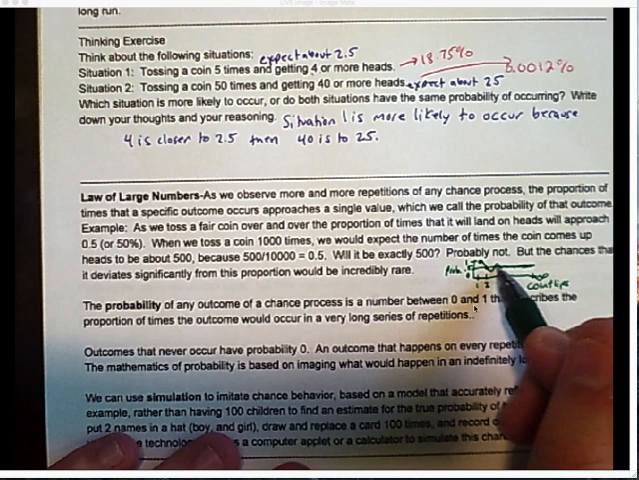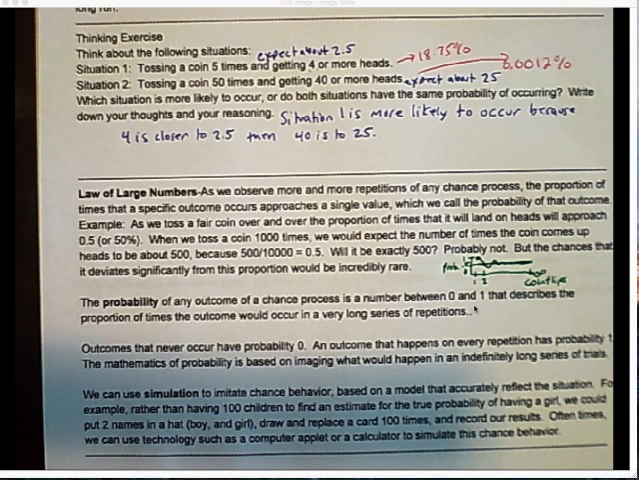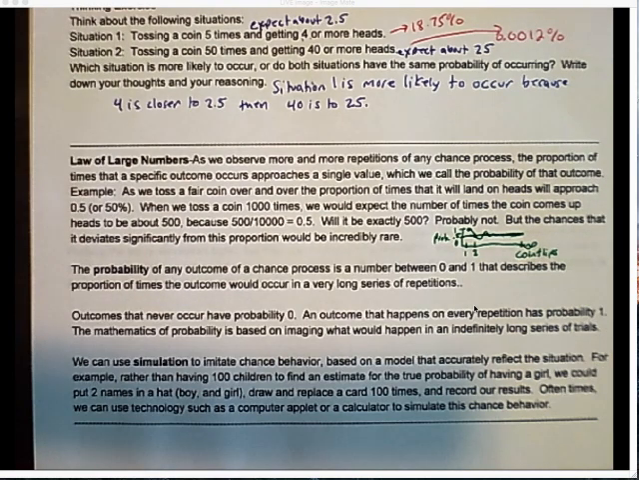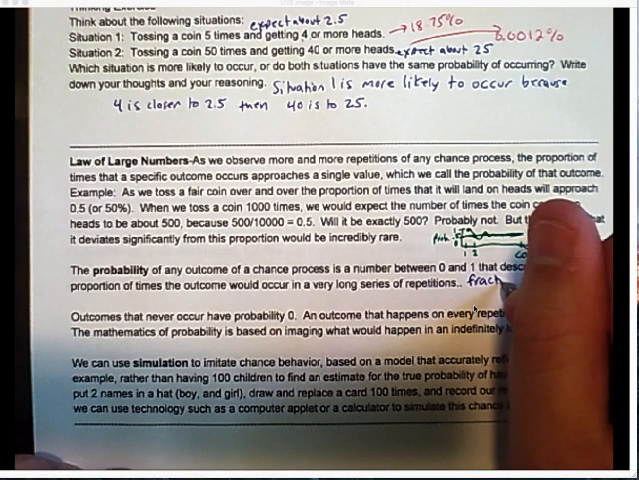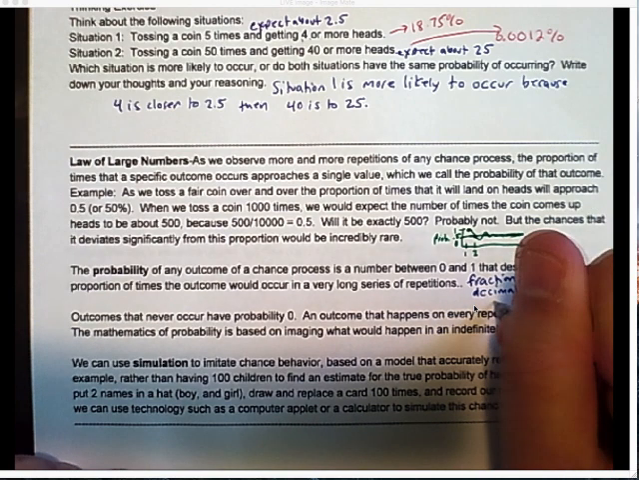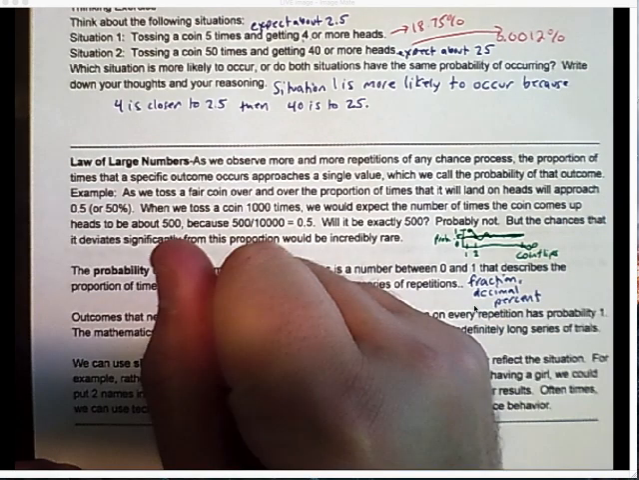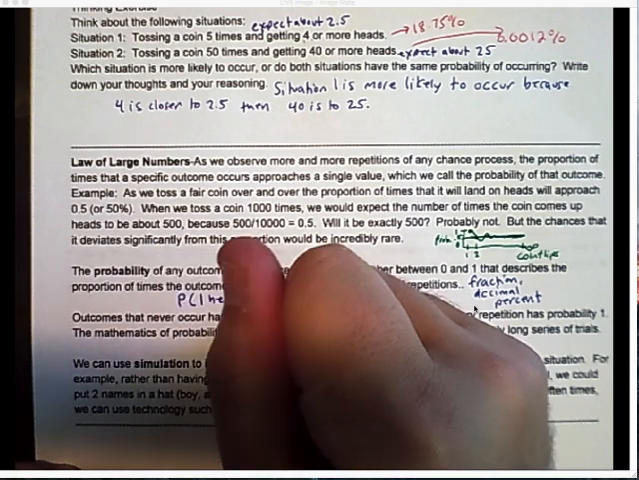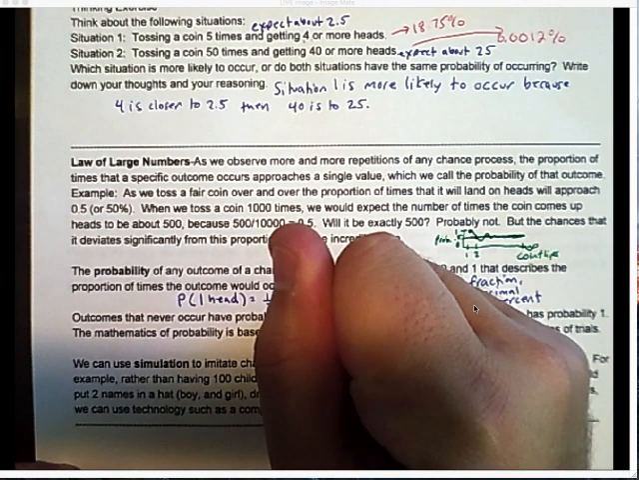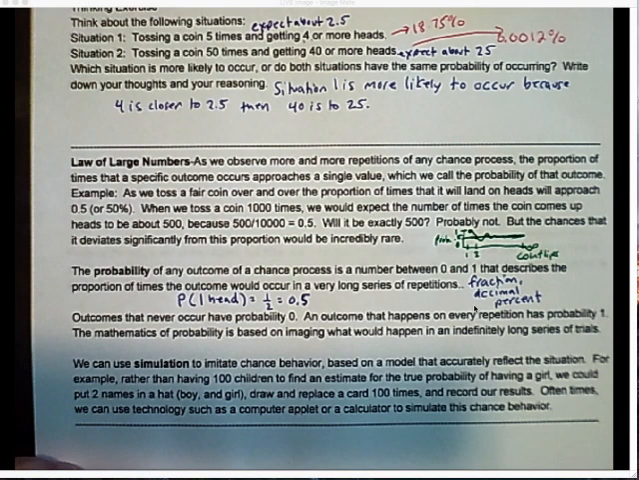So let's talk about a few specific laws of probability. The probability of any outcome always has to be a number between 0 and 1, and we can express it as a fraction, a decimal, or a percent. For instance, the probability that I get one head, I can express as a fraction, 1/2. I can express it as a decimal, 0.50, or I can express it as a percent, 50%.